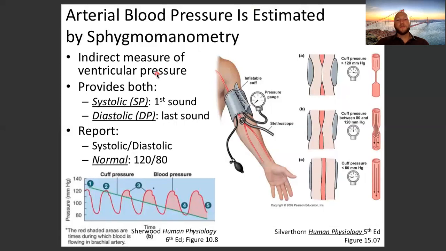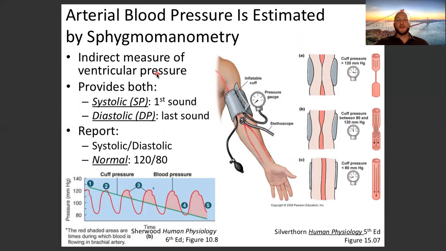Actually, as blood flows through our circulatory system, it's going to encounter resistance the further it goes, which is going to decrease the pressure. So the pressure here will be a little bit lower, but it's close enough. This is the standard place to take blood pressure.